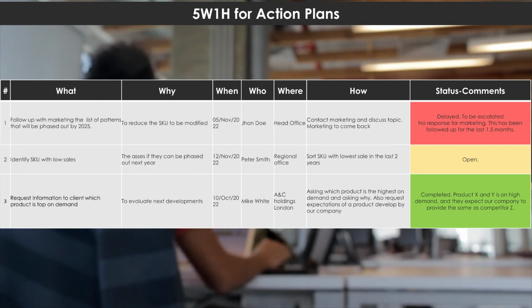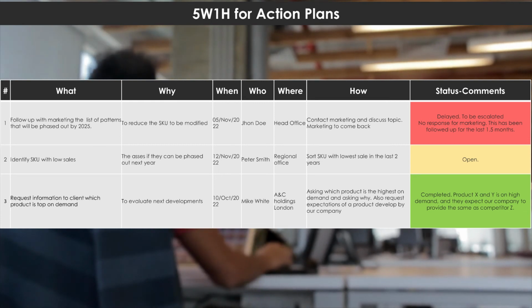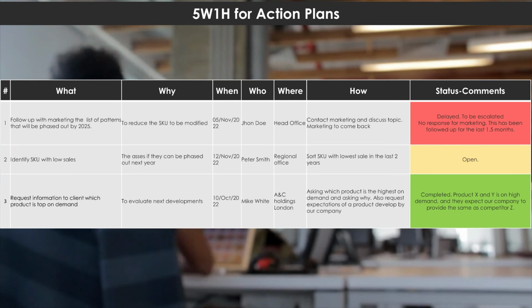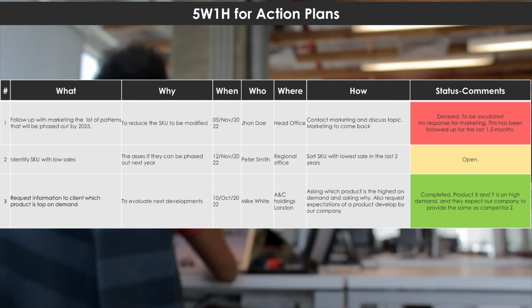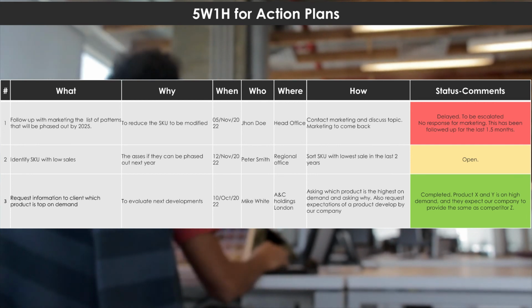The status is open. The third task is request information from client on which product is on top of demand. Why? To evaluate next development. When? 10th October 2022. Who? Mike White. Where? A&C Holdings, London. How? Asking which product is the highest on demand and asking why. Also request expectation of a product developed by our company. Status: this is completed. Product X and Y are in high demand, and they expect our company to provide the same as competitor set.